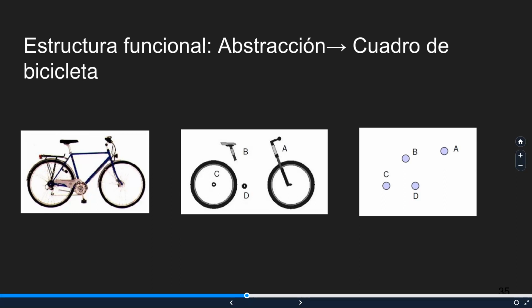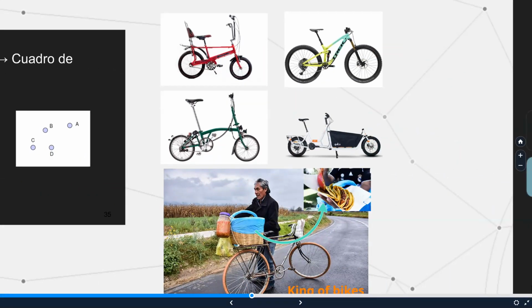You need D, which is where you pedal and generate circular motion. And then you need C, which takes that circular motion and converts it into linear motion. That's what really moves you from A to B. And with those points, you can create all the bikes that exist in the world.